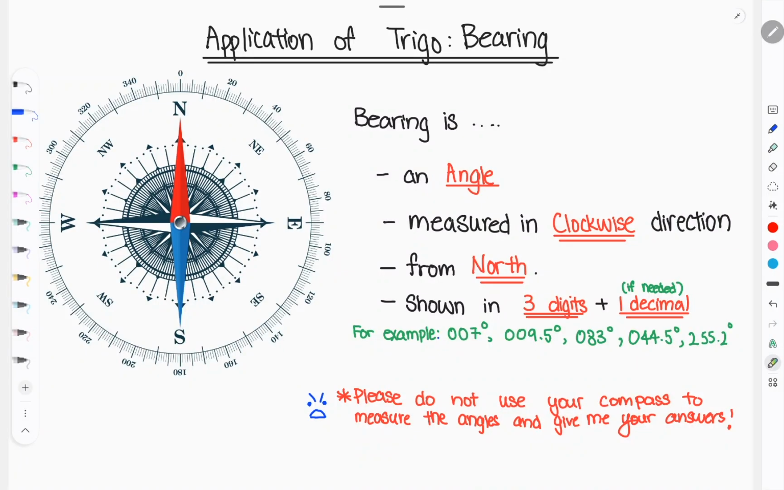Alright, welcome to chapter 8. So chapter 8 will be talking about some real life application of trigo. For 8.1, we will be talking mainly about bearing. So what is a bearing?